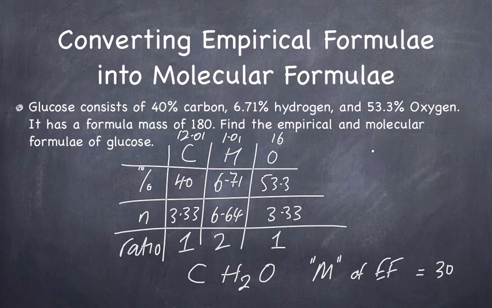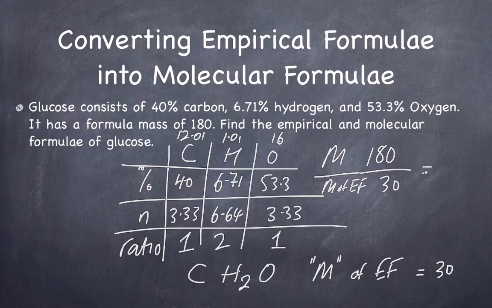So I take the 180, the mass of my molecule, and then divide it by the molar mass of the empirical formula. This is what I'm always going to do. I'm going to get my actual molar mass and divide it by my imaginary molar mass. I find that this is actually 6 times bigger than that, and so my molecular formula must be 6 times bigger than that, C6H12O6. Okay, so that's how we use a bit of extra information to turn one formula into another.